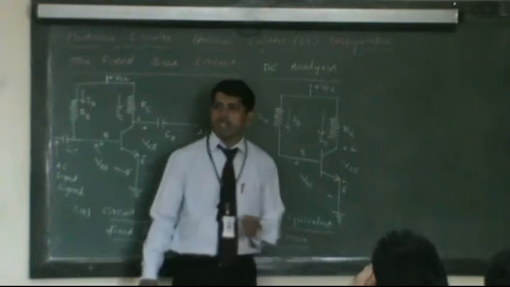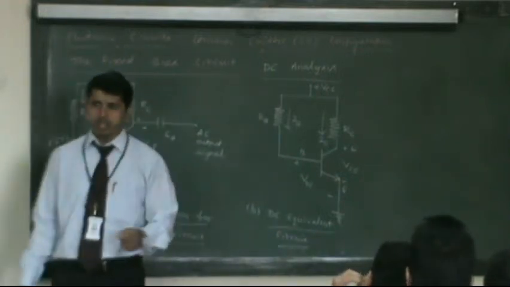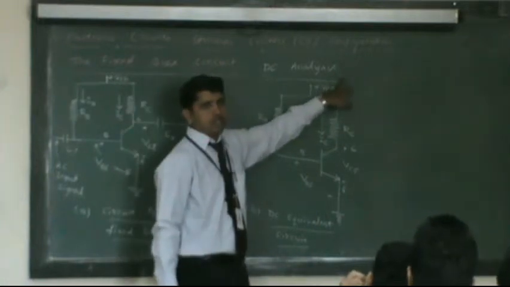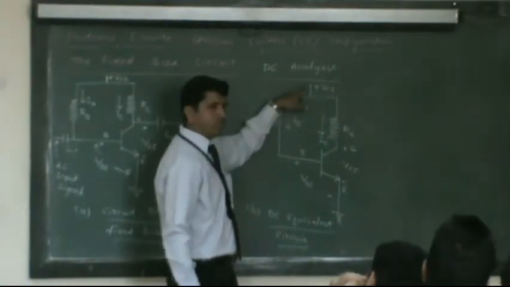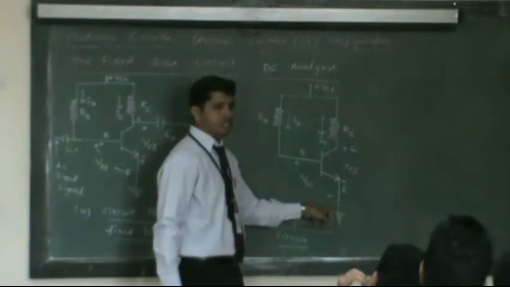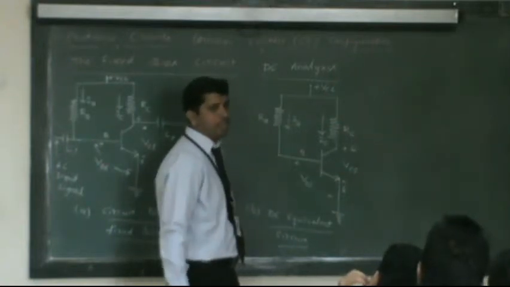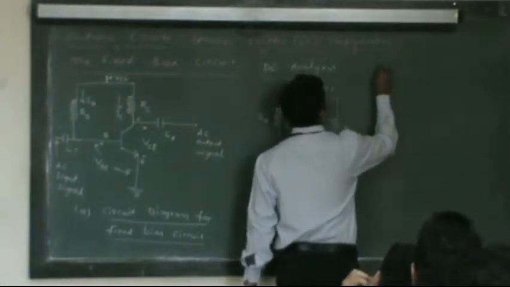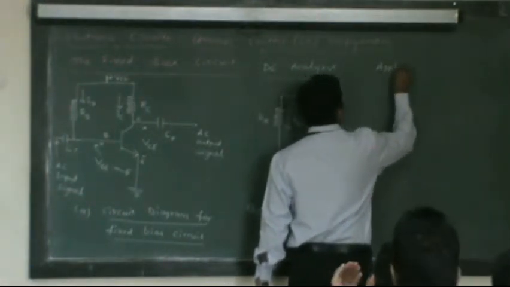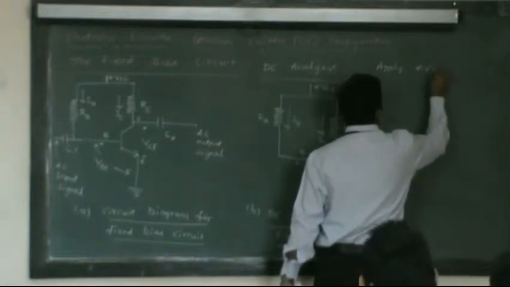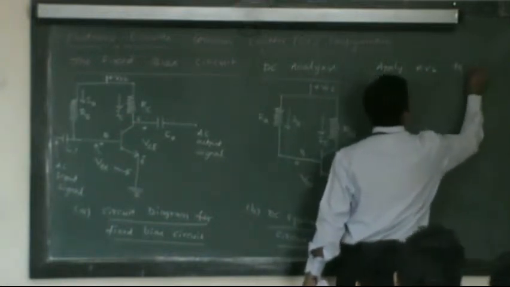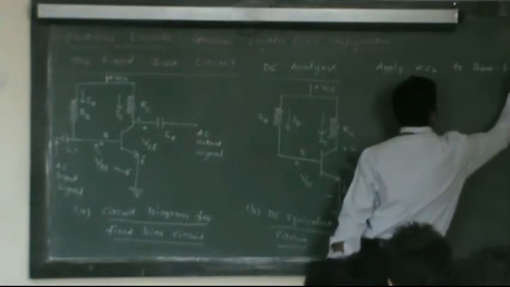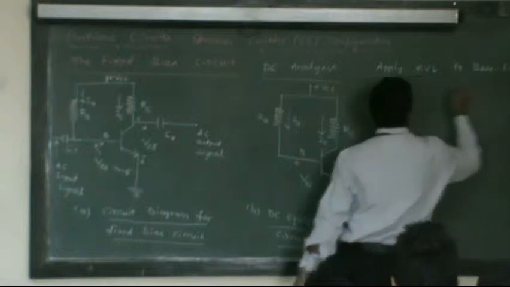That means we need to apply Kirchhoff voltage law to each one of the sections to make a DC analysis. So first we will start with applying Kirchhoff voltage law for the base emitter section. Later on we can take up the collector emitter section. So let us apply Kirchhoff voltage law, shortly called KVL, to the base emitter section.